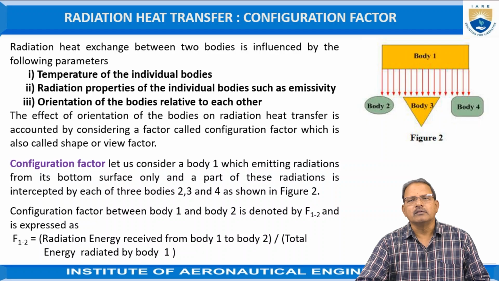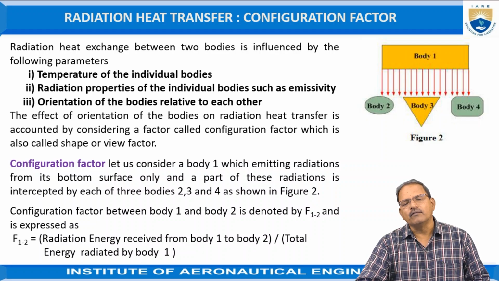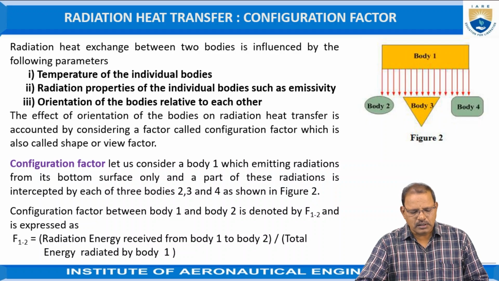The effect of orientation of the bodies on radiation heat transfer is accounted for by considering a factor called the configuration factor. It is also called the shape factor, or sometimes the view factor. So the orientation of the bodies generally influences the amount of heat transfer from the higher temperature body to the lower temperature body, and that can be explained by using the shape factor, the configuration factor.